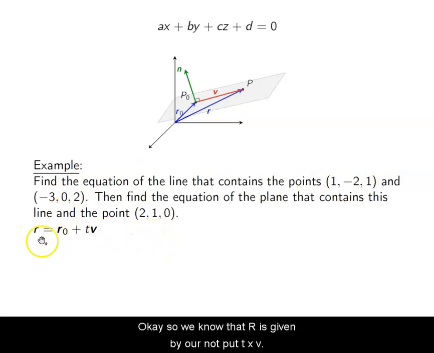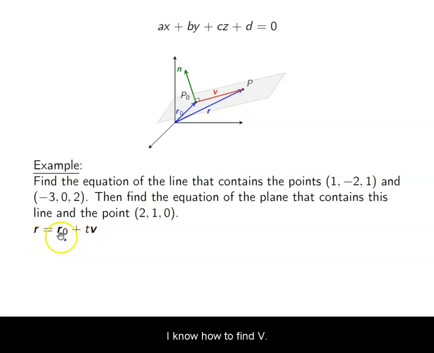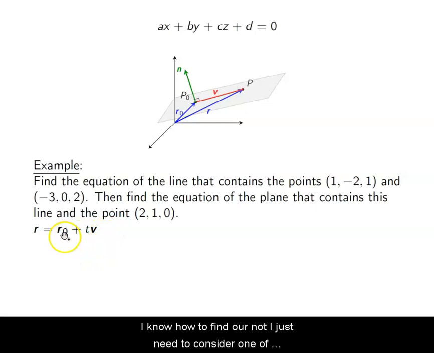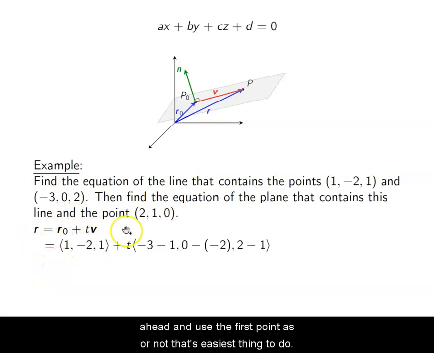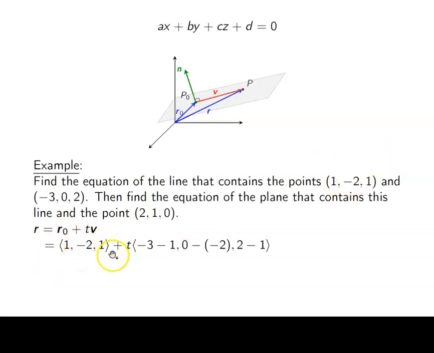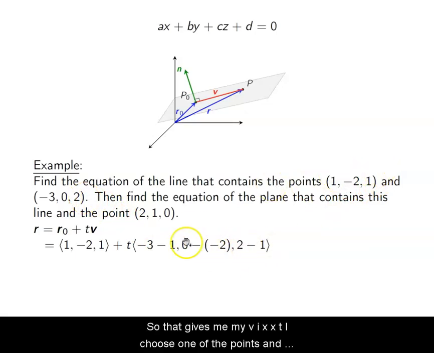Okay, so we know that R is given by R naught plus T times V. I know how to find V. I know how to find R naught. I just need to consider one of these points as my initial point, and I finish out this equation to find R, right? So let's go ahead and use the first point as R naught. That's the easiest thing to do, okay? Plus T times, and then I just need to find the difference between these 2 points. So -3 minus 1, okay? 0 minus -2, and 2 minus 1. So that gives me my V.